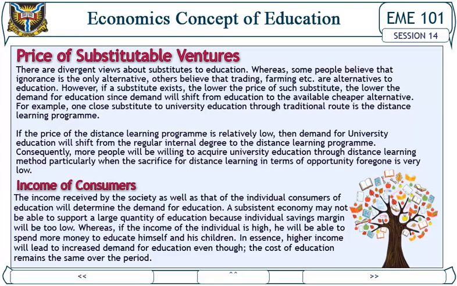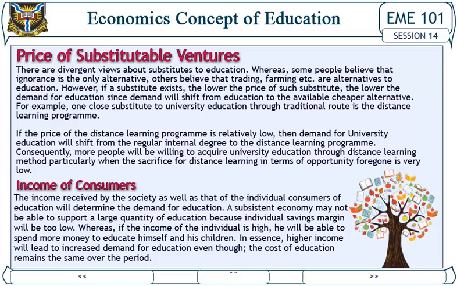Price of substitutable ventures. There are divergent views about substitutes to education, whereas some people believe that ignorance is the only alternative, others believe that trading, farming, and so on are alternatives to education. However, if a substitute exists, the lower the price of such substitute, the lower the demand for education, since demand will shift from education to the available cheaper alternative.